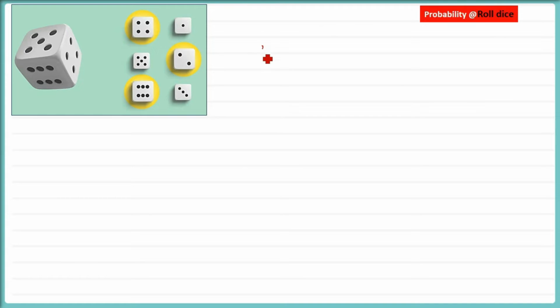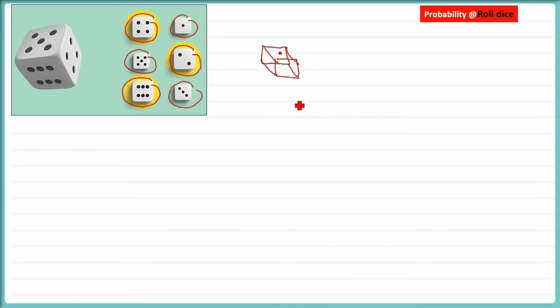Now when you roll a die, what can happen? A fair die is nothing but a cube. The cube has 6 faces and 1 face will come up. Whenever you roll a die, 1 can come, 2 can come, 3 can come up, 4 can come up, 5 can come up, or the final 6 dots can come. 6 faces, 6 numbers can come.